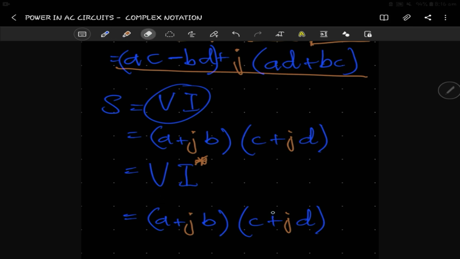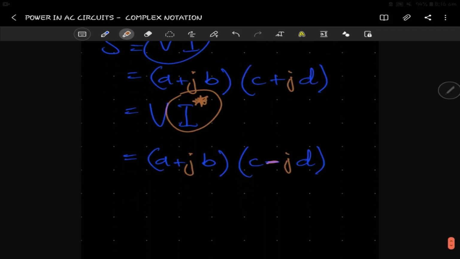We change this here to negative. Let me highlight it in color. Whenever you're trying to find the apparent power and the voltage and the current are in complex form already, you actually have to conjugate the current. That's what this star here is doing. It shows that this current here is conjugated to this form. So now let's try and multiply this and see.